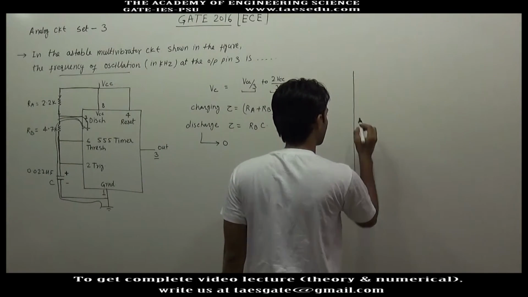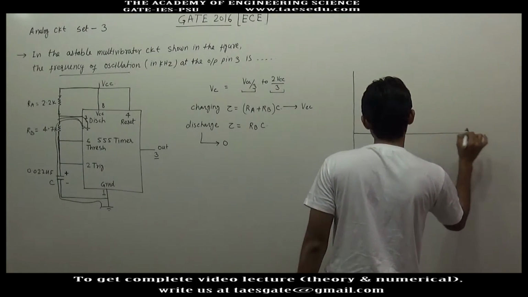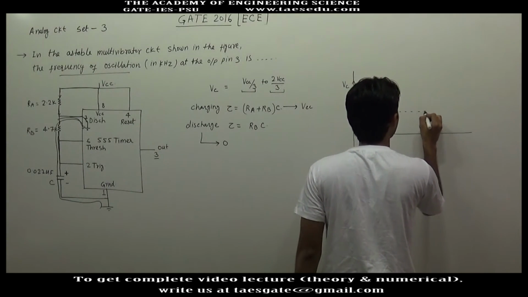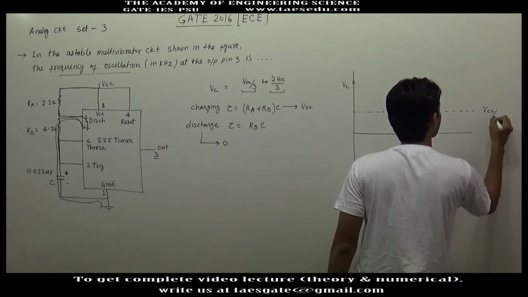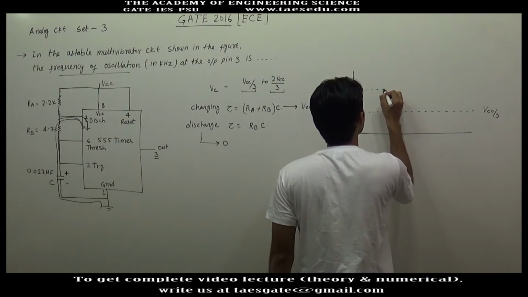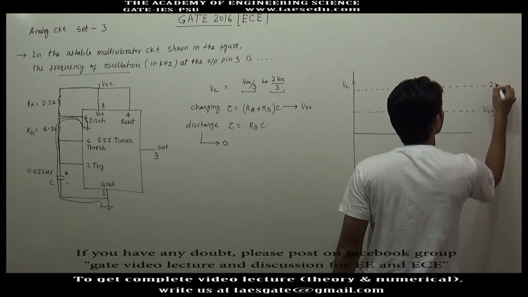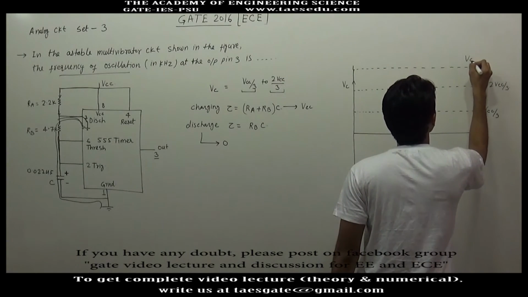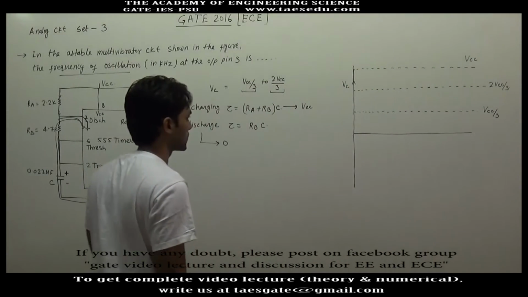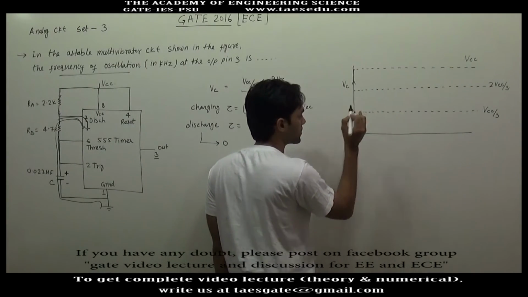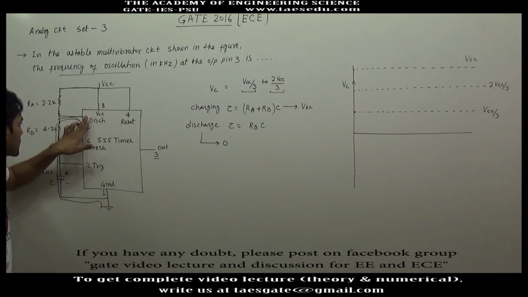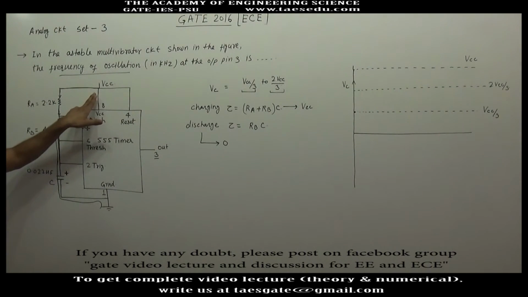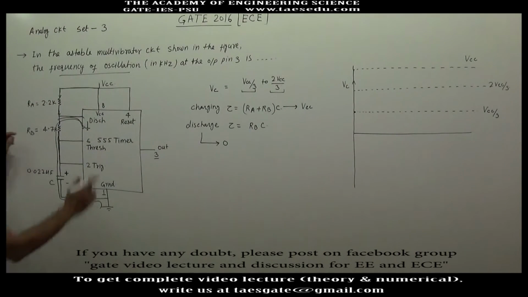If we draw the voltage of capacitor VC, the minimum voltage is VCC by 3, maximum voltage is 2 VCC by 3. Let's say this line represents voltage VCC. So when the capacitor voltage is VCC by 3, this switch is automatically disconnected. Now if this switch is disconnected, the capacitor will stop discharging and the capacitor will instead charge towards VCC. Current will flow in this direction.